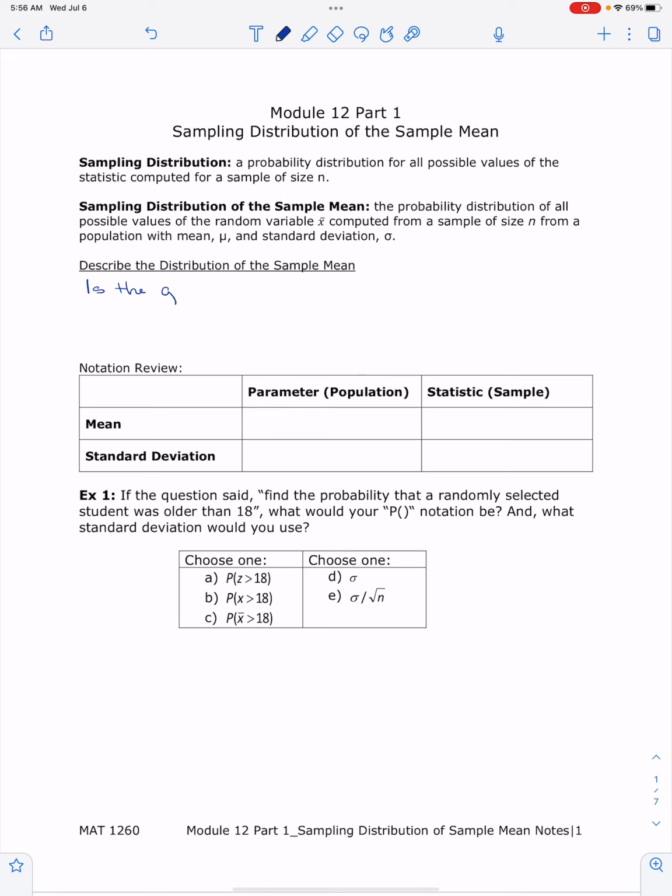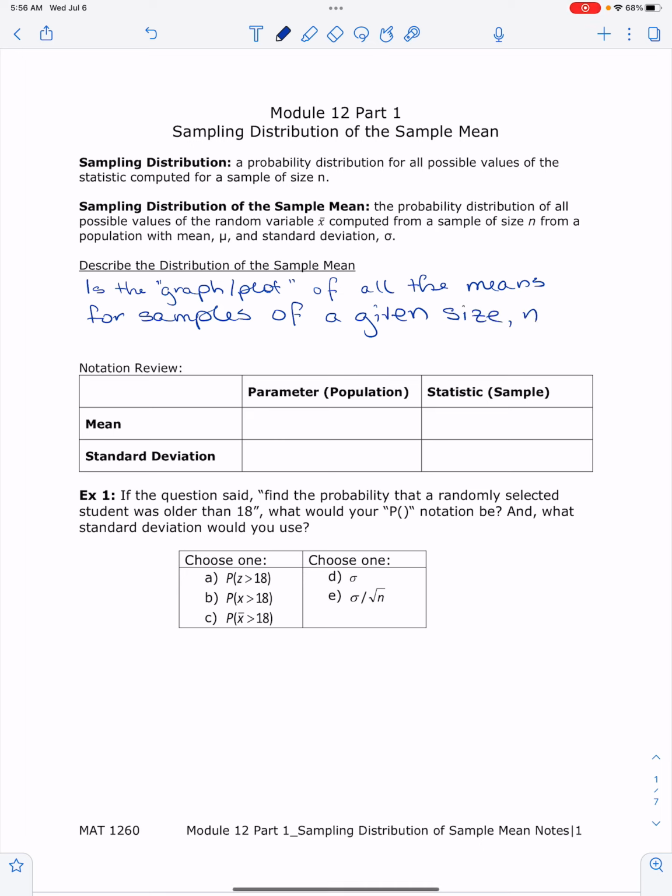Okay, so the distribution of the sample mean is the graph, or plot, if you want to think of it that way, of all the means for samples of a given size, and that size is n.